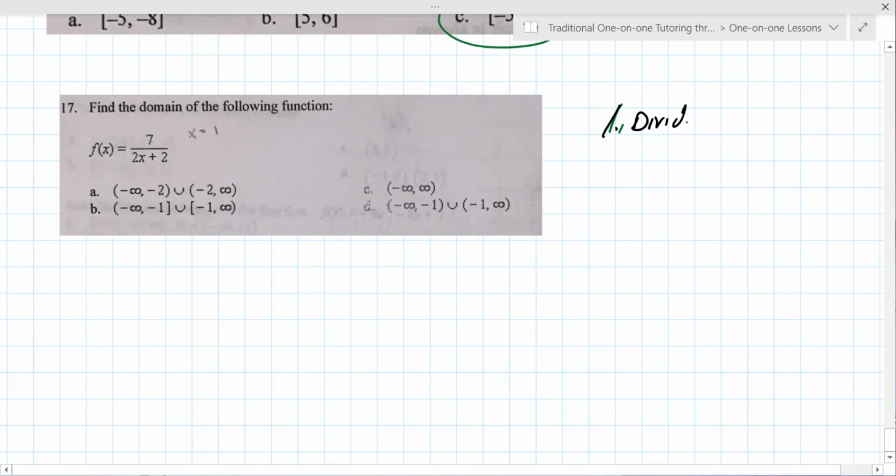You're like, where is the bottom equal to 0? Where is 2x plus 2 equal to 0? 2x equals -2, x equals -1. So that's a bad point. So it's everything besides that.